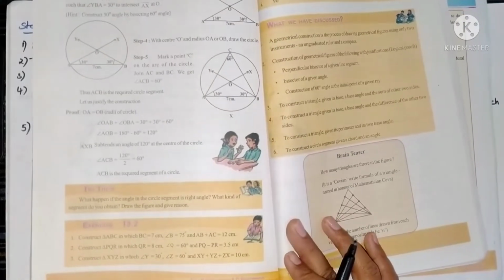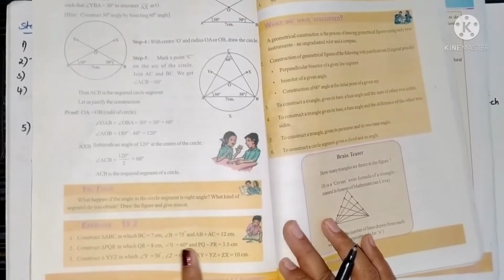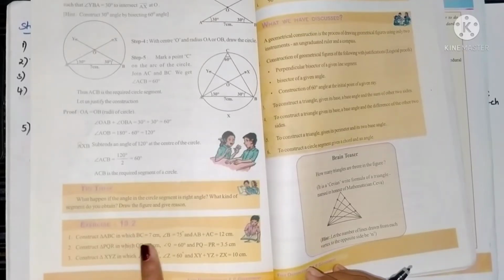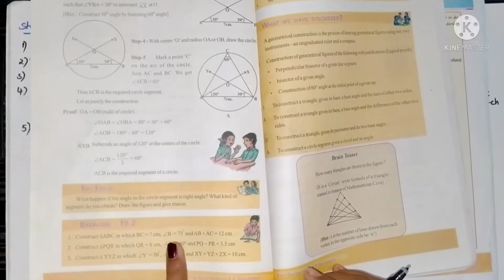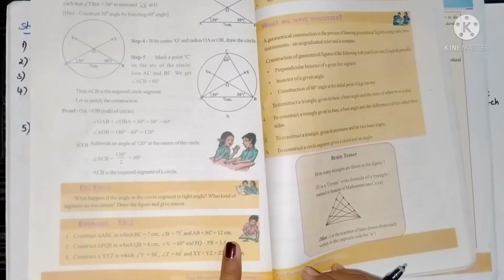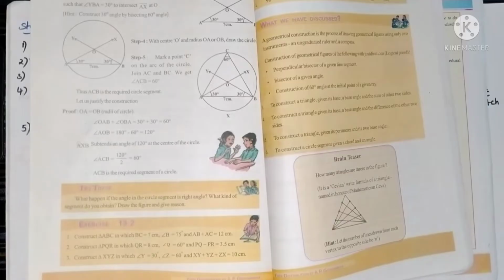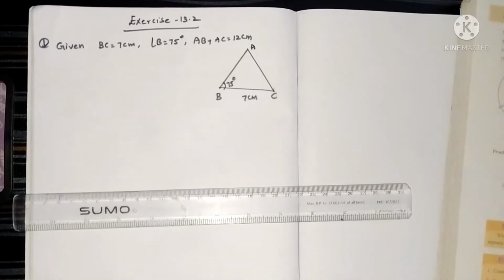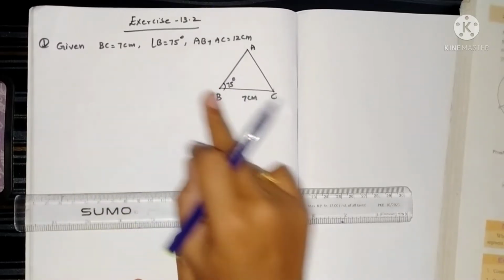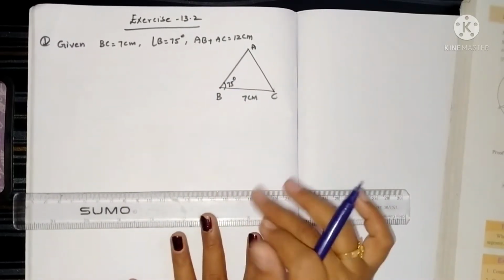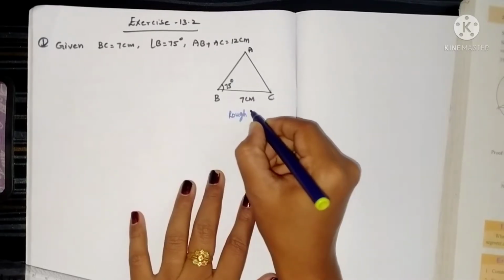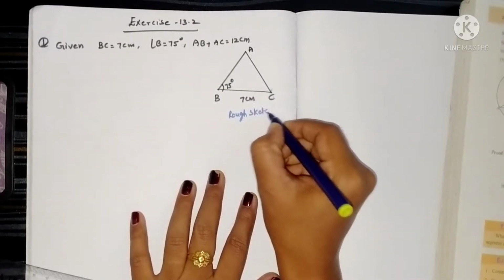Today in this video we are going to see exercise 13.2 problems. First one, construct a triangle ABC in which BC is 7 cm, angle B is 75 degrees and AB plus AC is 12 cm. So first write the given measurements and we have to draw the rough sketch. Don't forget to draw the rough sketch.